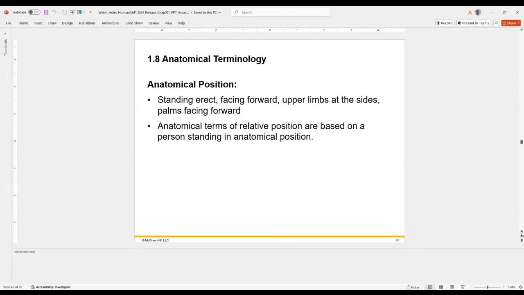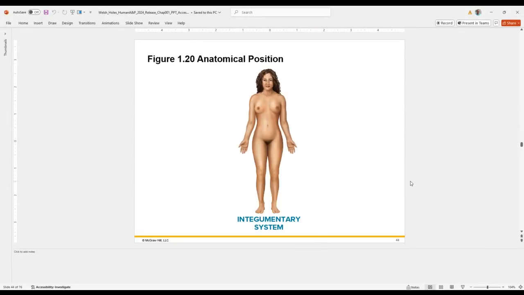Okay, now we've gotten through some of that major part at the beginning. Let's hit the vocabulary again here at the end. When we're talking about anatomy, we need to assume that the body's in a particular position so that we're all on the same page. So anatomical position is standing erect, facing forward, upper limbs at the side, palms facing forward. And anatomical terms of any relative position are being based on a person standing in the anatomical position. Okay, so this is the anatomical position.